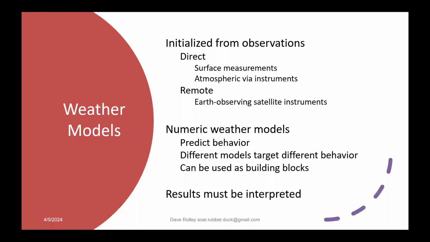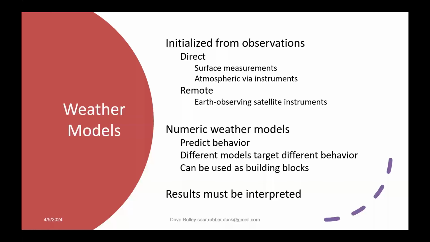The numeric models, they predict behavior. Different models target different behavior. The other thing that's interesting is National Weather has models that cascade. So I can run a model and then use it to initialize another model. Okay, so these models can be used as building blocks. They can be linked together with the output of one feeding the input of another.